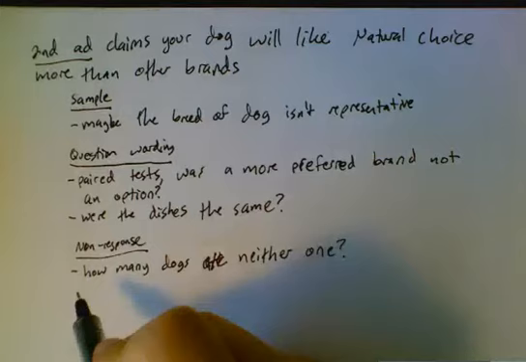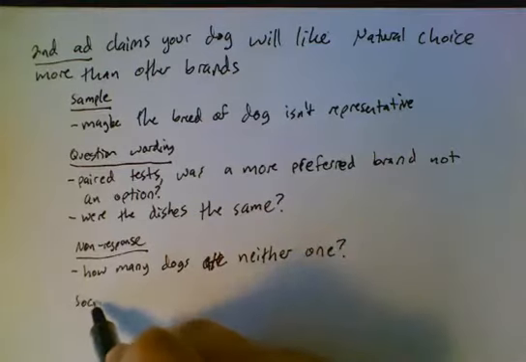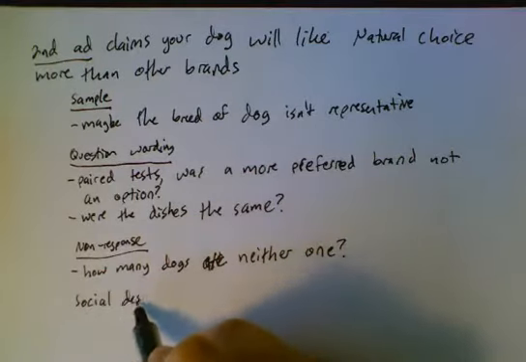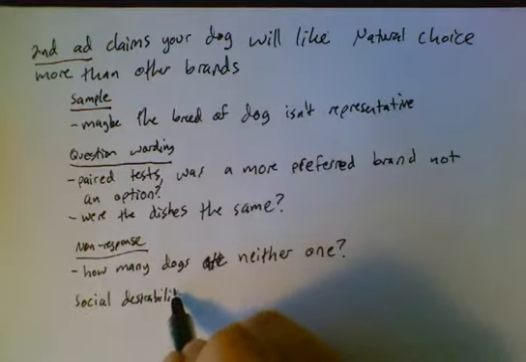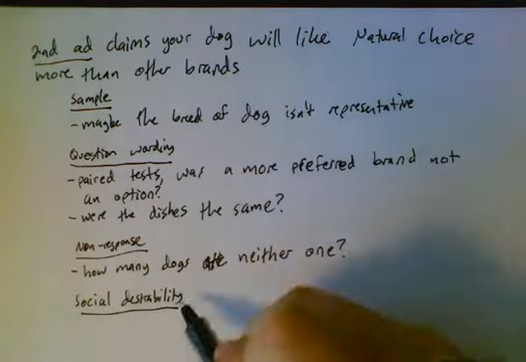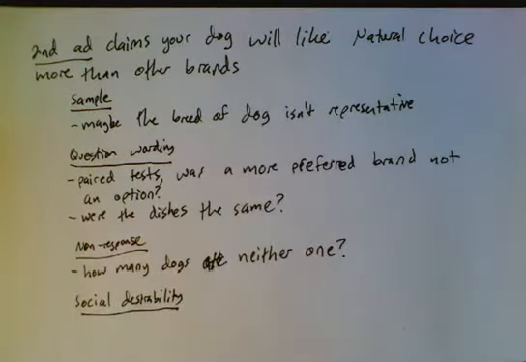Social desirability. Again, these are dogs. You wouldn't really think this would be an impact. But dogs are very social creatures. They want to please their people. So if the handler, the owner of the dog, is sort of cueing the dog to eat one rather than the other, that could actually have an impact on the results. The dogs want to please their owners.